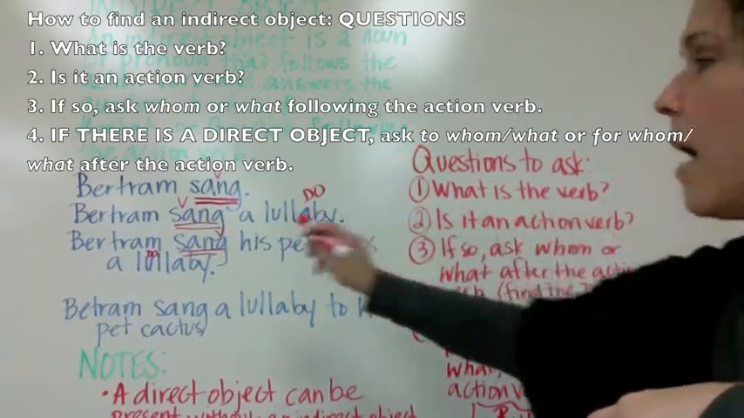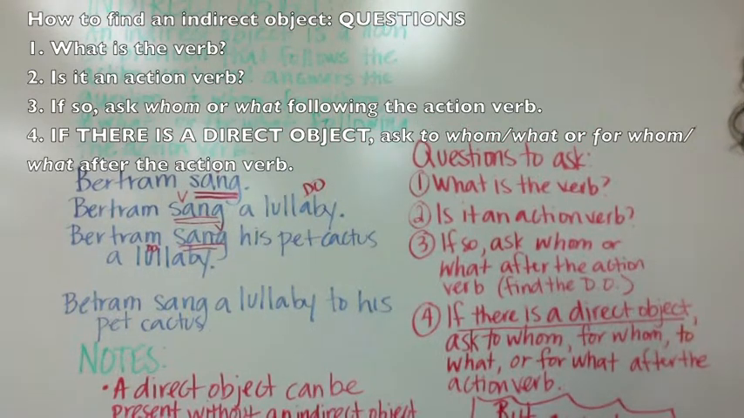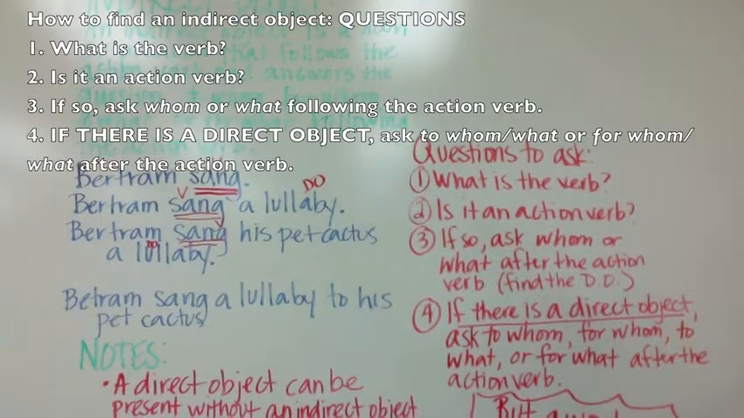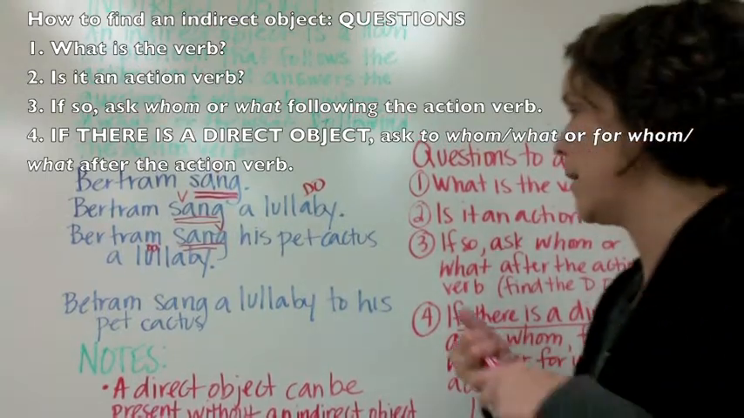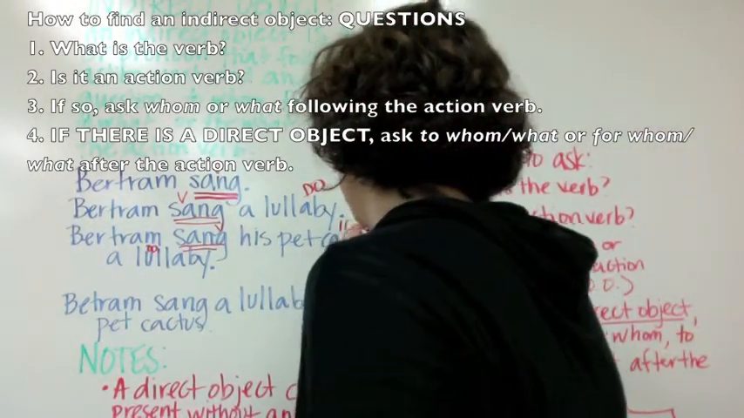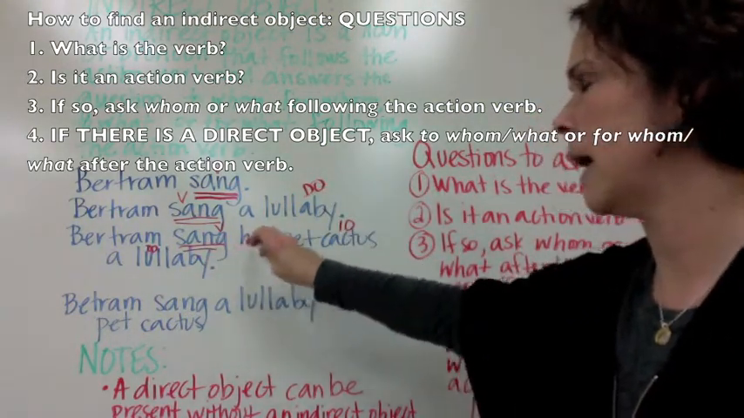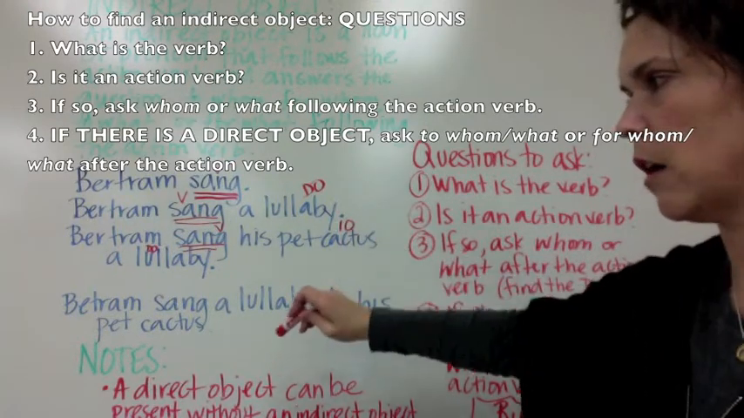Now, we have an action verb. It has a direct object. So we get to go on to question number 4. If there is a direct object, ask to whom, to what, or for what after the action verb. So Bertram sang a lullaby to whom or to what? We have an answer this time. This is cactus. Okay, so that is our indirect object. Bertram sang his cactus, that's the indirect object, a lullaby.